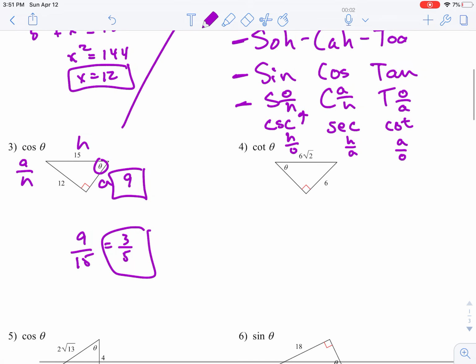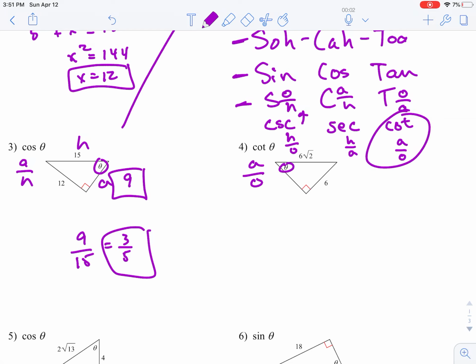All right, cotangent, adjacent over opposite. Where did I get that from? Right there in our notes. From theta, this is opposite, this is adjacent, that's hypotenuse. I'm missing a, so a squared plus 6 squared equals 6 radical 2 squared.